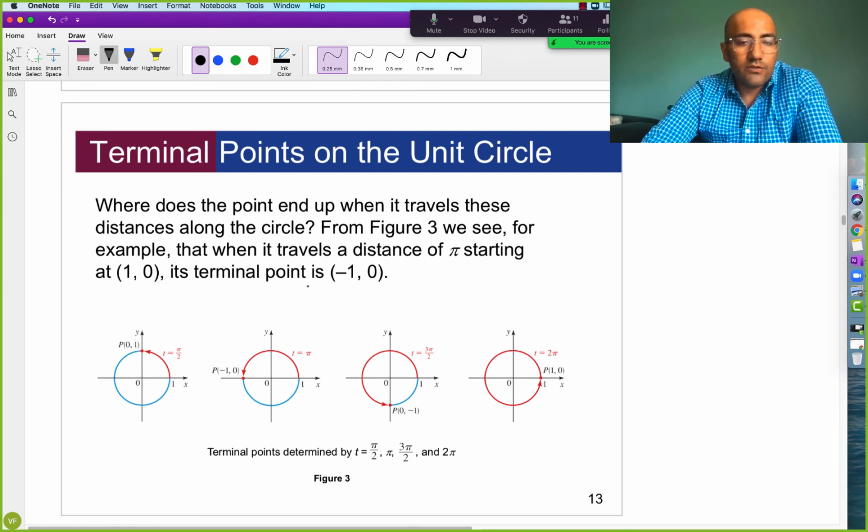Good? Questions? So obviously, this must be the point (0, 1). This must be the point (-1, 0). This must be the point (0, -1). And this one must do a full lap all the way around and get you back to (1, 0). Any questions on these standard ones?